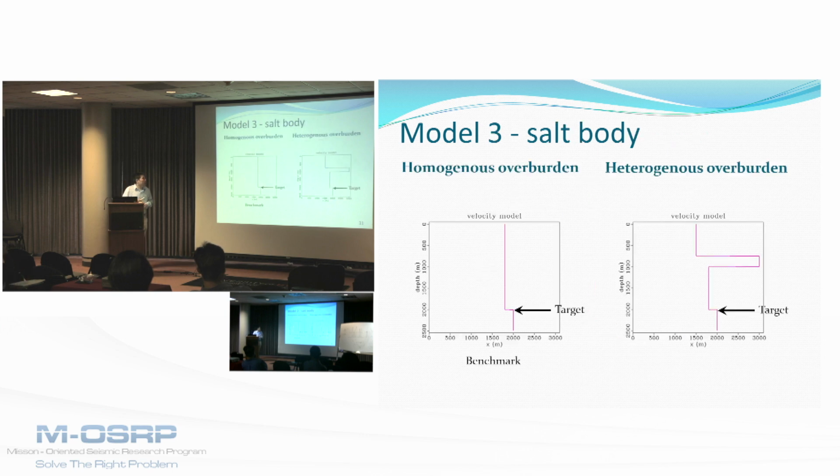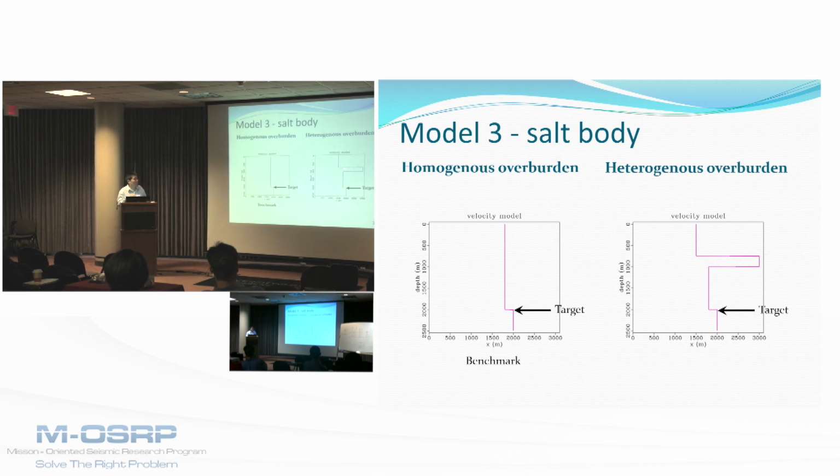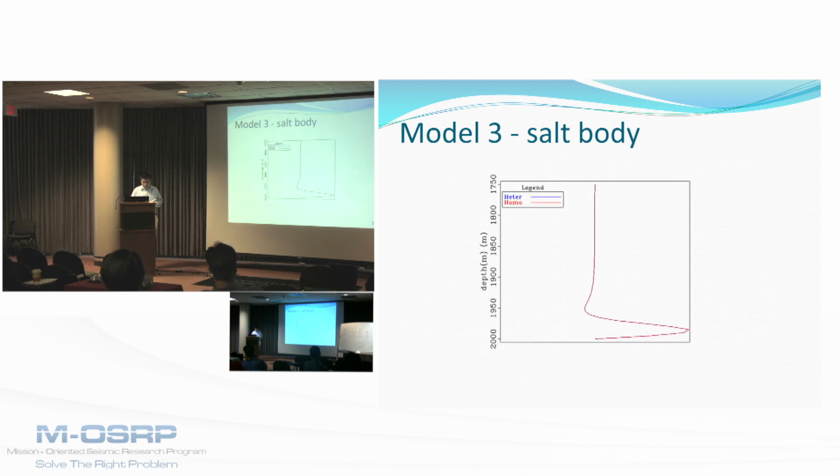And the third one is the toughest one, the salt body. We have a discontinuous change, or very rapid change, the salt body here, and very high frequency here. And the target is below that, and the benchmark is still the homogeneous overburden. Then we have the image, and that is again identical for the two velocity models. So even in this case, we do not have any high-frequency approximation in the wave propagation component for C3.